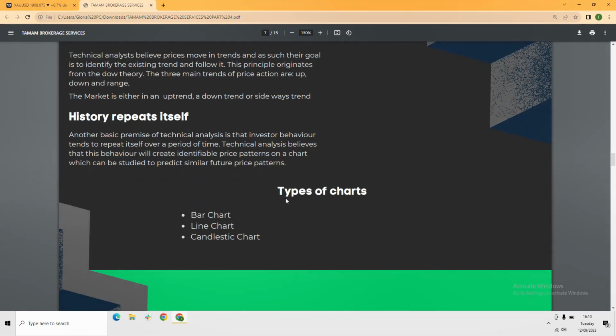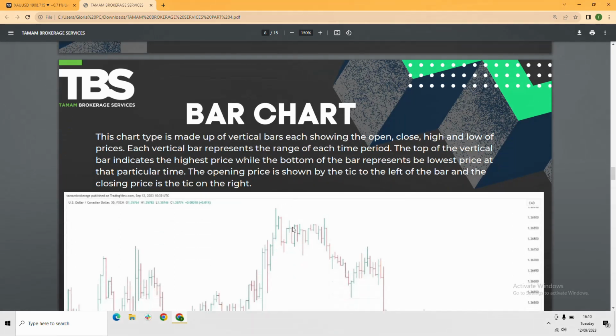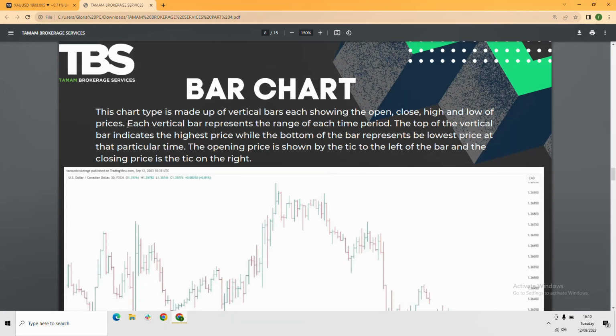So what are some of the charts that we look into within technical analysis? We look at what we call a bar chart, a line chart, and a candlestick chart. Starting off with the bar chart: this chart type is made up of vertical bars, each showing the open, close, high, and low prices. Each vertical bar represents the range of each time period.